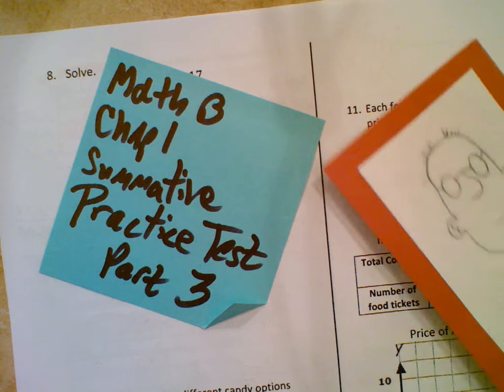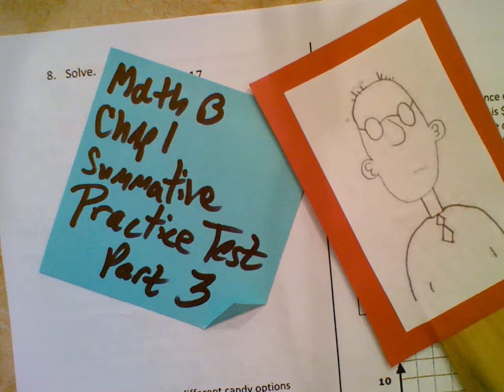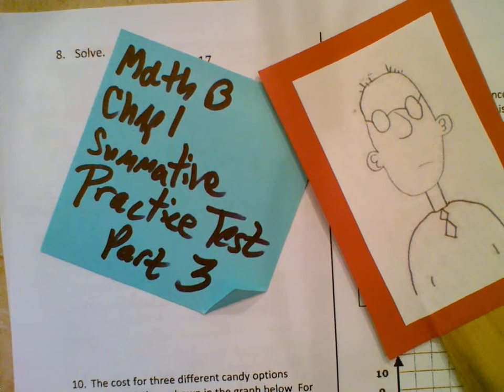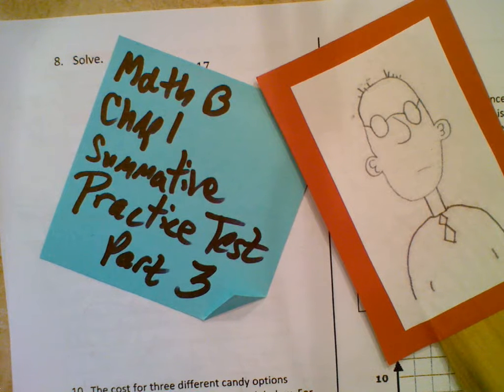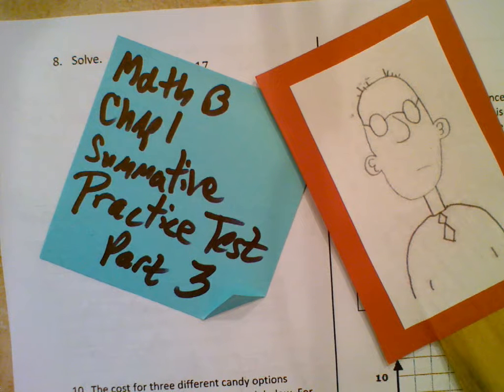Okay, this is the last part of the summative practice test solutions. Again, we hope this helps. Remember, what we're always trying to find is what makes two ratios equivalent. And there's different ways of doing it: equivalent fractions, unit rates, cross product. So let's continue.